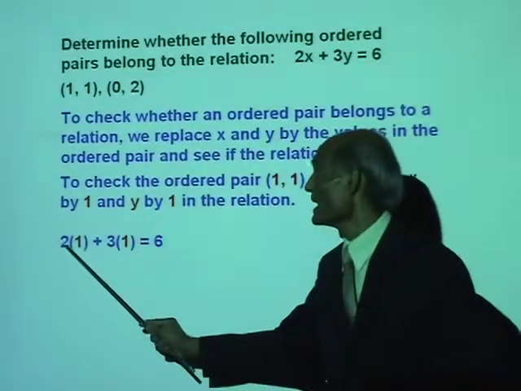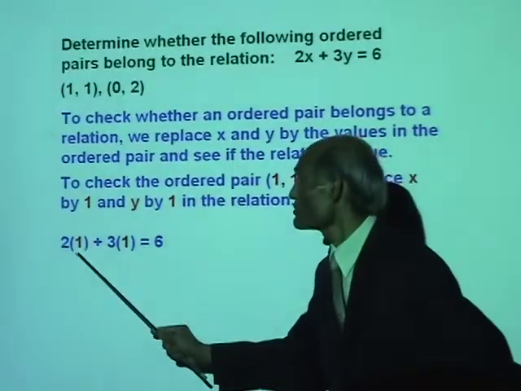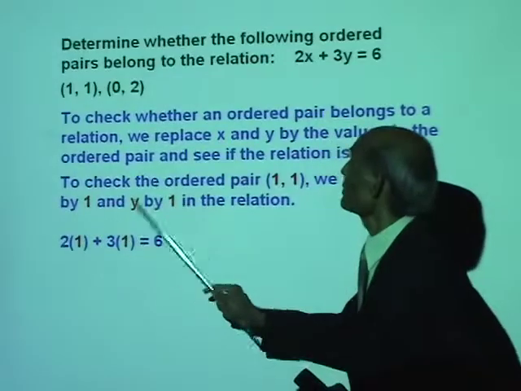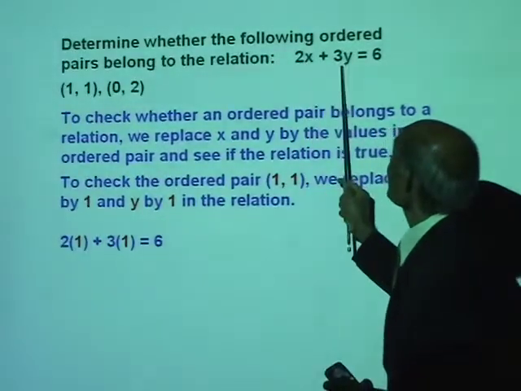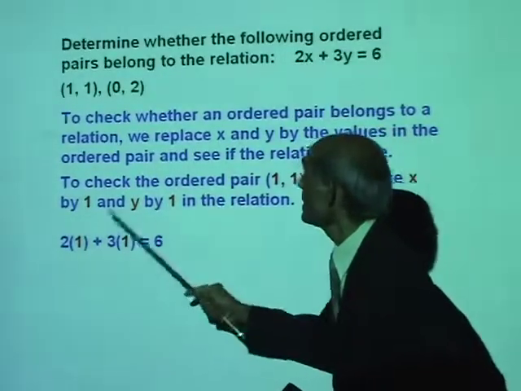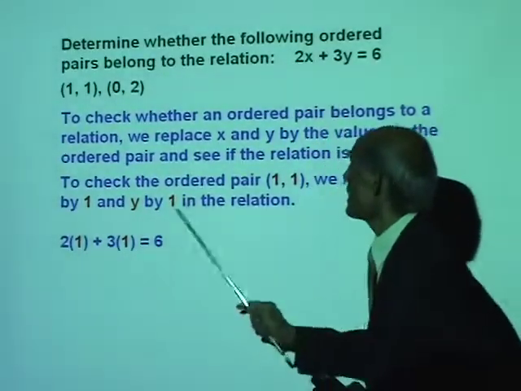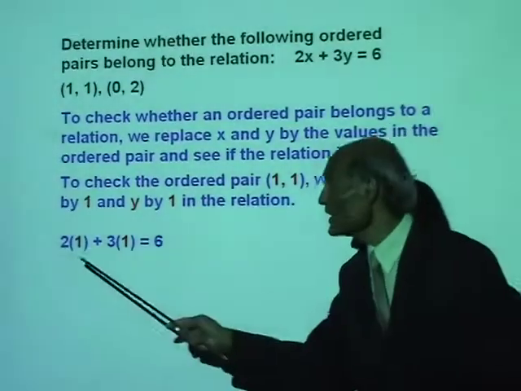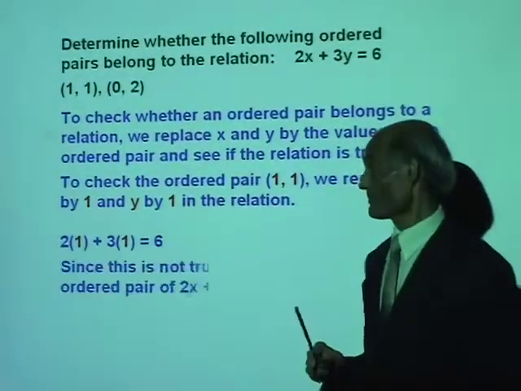And I'm going to do that here. 2 times x is 2 times 1 plus 3 times 1 equal to 6. You see that? 2x plus 3y equal to 6. I replaced x by 1, I replaced y by 1, and the relation becomes this. Tell me, is this a true relation?